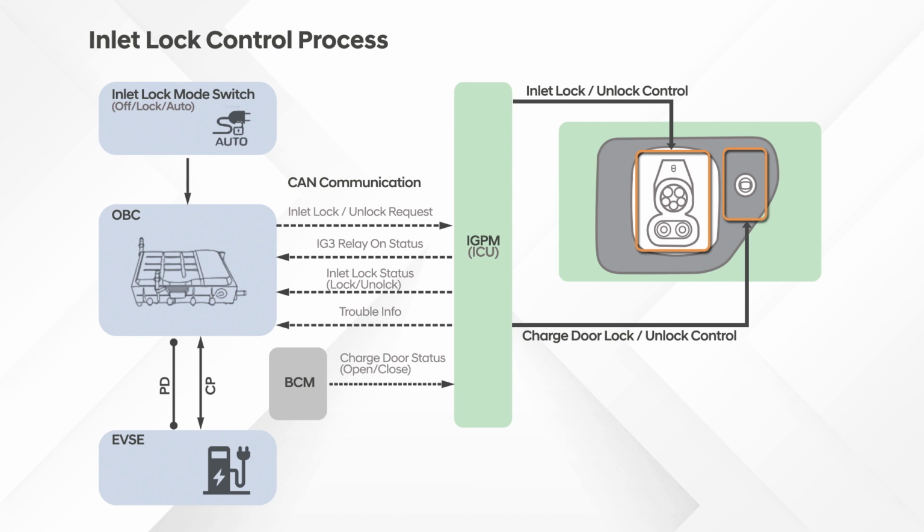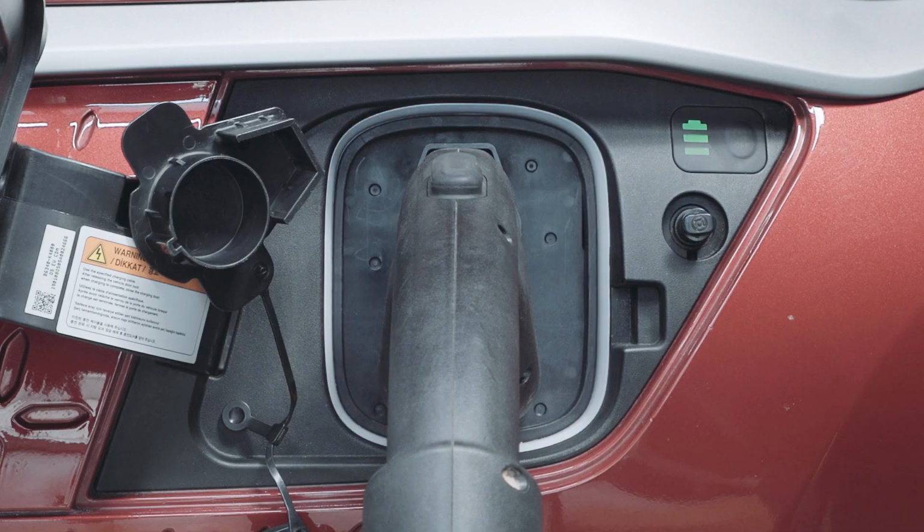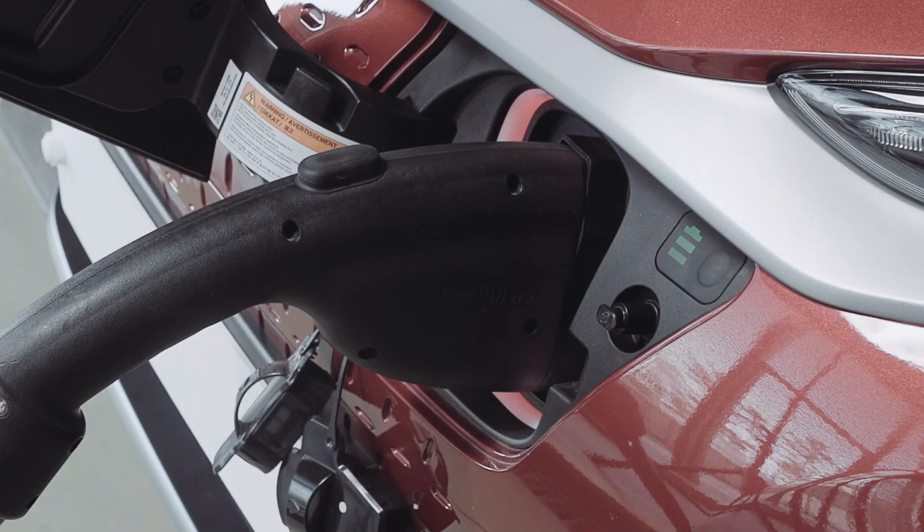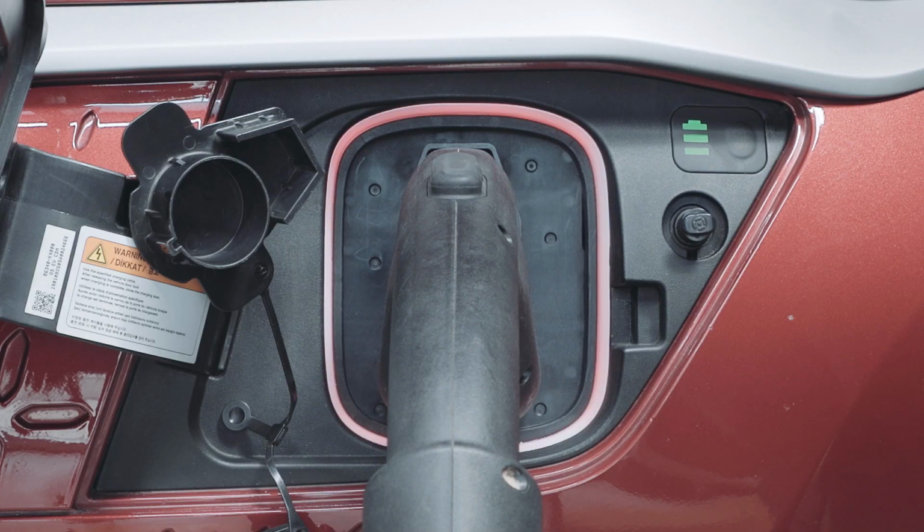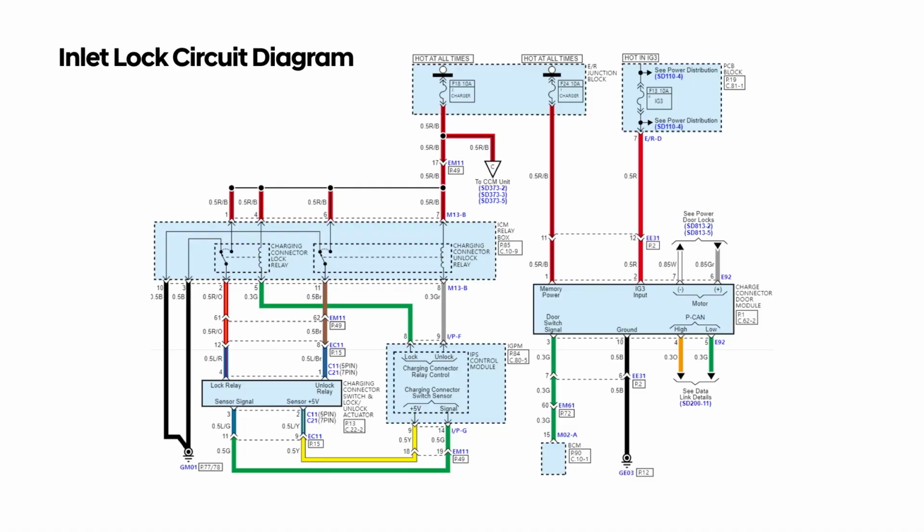So, the expected main causes can be summarized in 3 ways as follows. First, poor contact inside the inlet lock relay. Second, the power line short between the inlet lock relay and the actuator. Finally, a defect in the actuator unit.